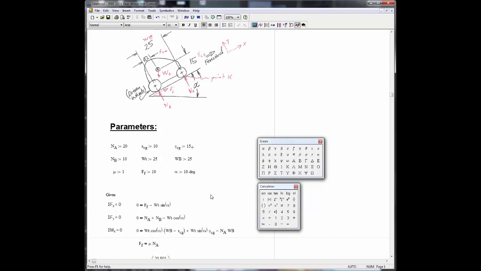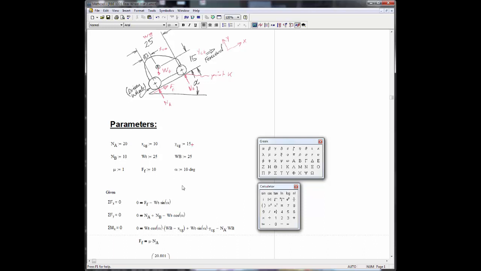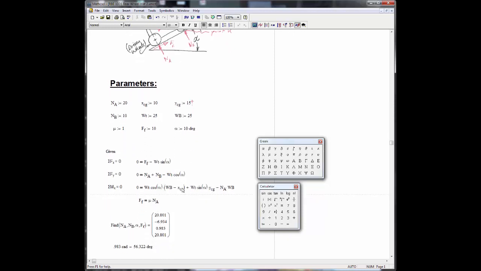So in this particular problem, we want to find out what's the steepest angle we can climb, and that's where the coefficient of friction of 1, the weight is 25, wheelbase is 25. So we've set the coefficient here and the coordinates and the weight and the wheelbase. So those 5 things are set, and then n sub a, n sub b, the normal forces on the wheels and the frictional force and the angle we would then solve for.